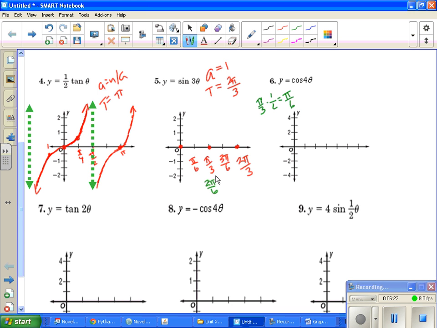All right, so those are our benchmarks on the x-axis. And we just go up to 1, down to -1. So a nice smooth curve.